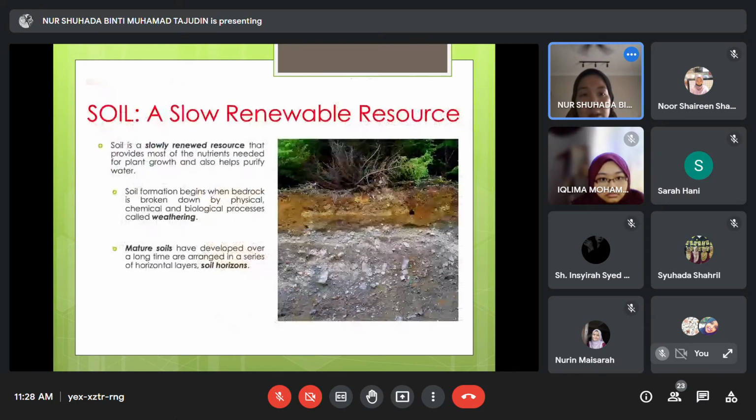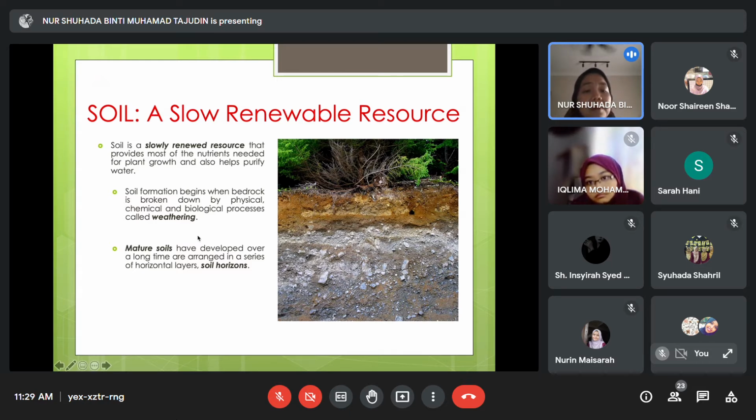Okay, actually soil is a renewable resource but a very, very slow one. As I mentioned before, the soil actually comes from a big rock. So this big rock beneath the land has to change from a big chunk into fragments of rocks, then it becomes soil. So it's a very, very slowly renewed resource that provides most of the nutrients needed for plant growth and helps to purify the water.